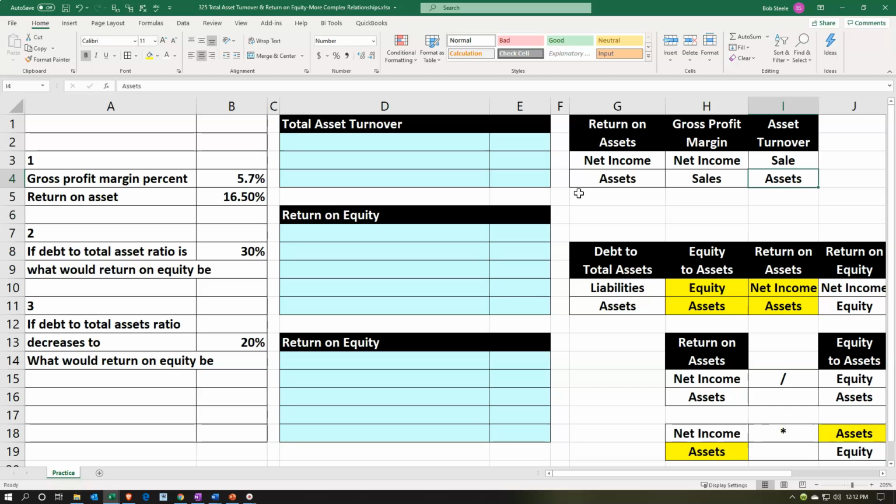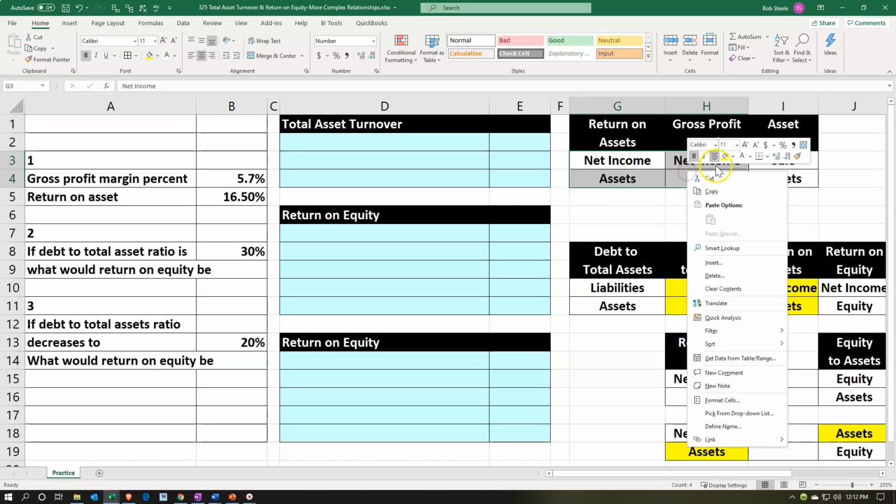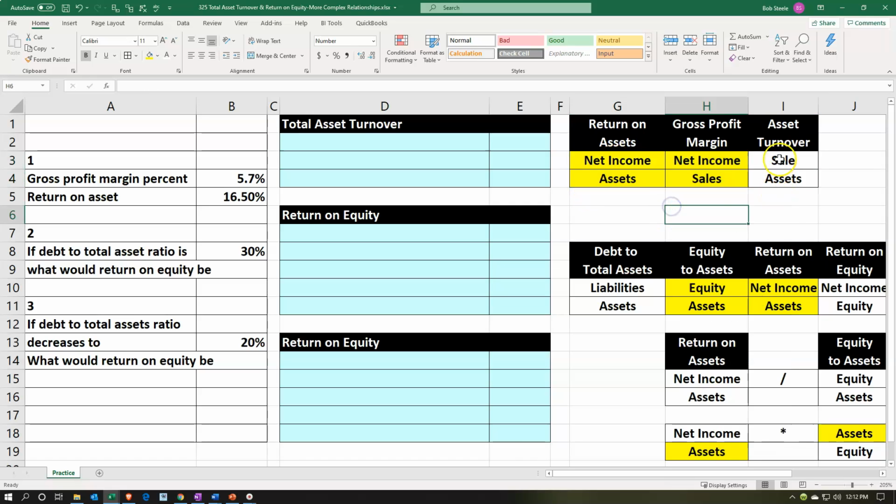If we look at those relationships, we want to take these two items and use them to calculate this item. How are we going to do that? We have net income, assets, and then sales. We want sales and assets to be related this way, sales and assets. So what can we do? We could take this second one and invert it somehow, and then these two things would be related. How can we do that? We can divide.